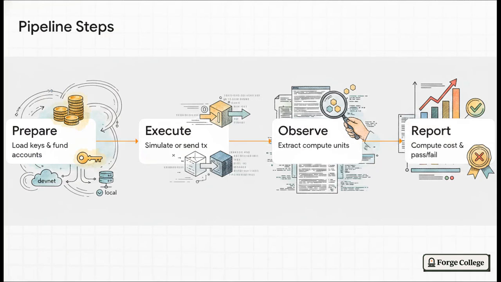Section 3, the four-phase pipeline. Now that we know where our data comes from, let's architect the schematic for the pipeline itself. We're building a minimalist, robust machine with 4 sequential steps. First, we prepare. This means loading up our key pairs and funding accounts on devnet or local. Second, we execute. We send our representative transactions either as a simulation or a live send. Third, we observe. This is where we parse the RPC responses or the logs to extract those precious compute units. And fourth, we report. We aggregate the results, compute our estimated costs, and generate that all-important pass or fail signal.